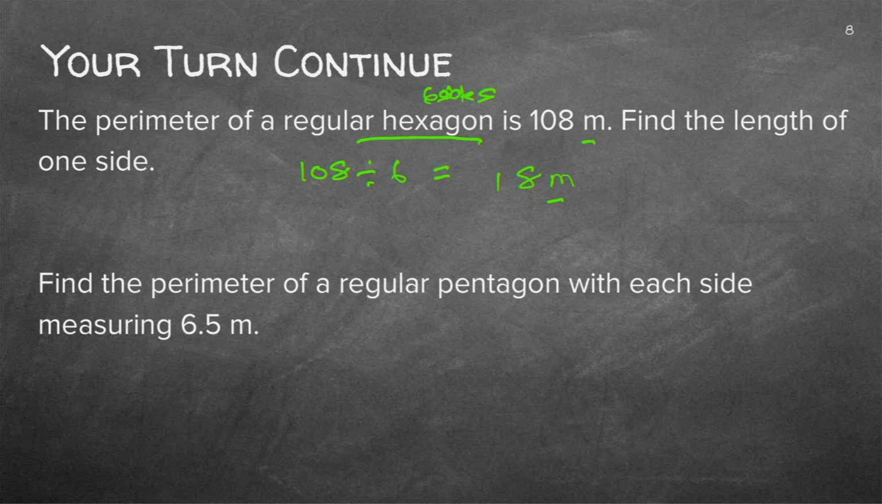Okay, so then they ask us the perimeter of a regular pentagon with each side measuring 6.5. So I hope you can remember a pentagon has got 5 sides. They ask us to find the perimeter, and one side is 6.5. So all we're going to do is 6.5 times 5, and it's going to be 32.5 meters, which will then be the perimeter of the regular pentagon.